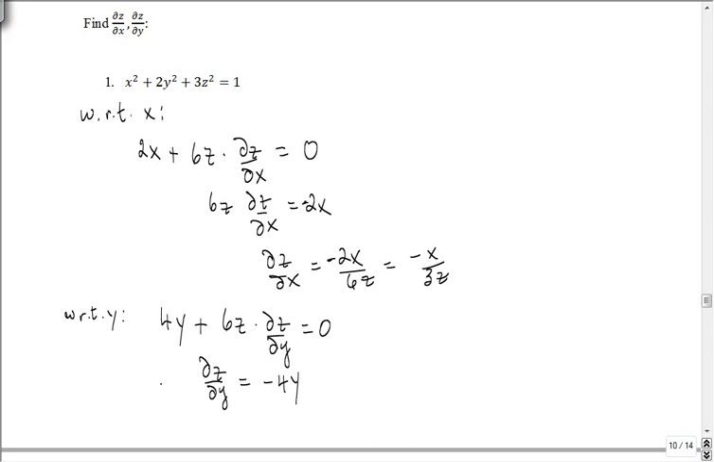I'm doing too many steps at once, so let me put a 6z here. So this tells me that partial z with respect to y is minus 4y over 6z, which is minus 2y over 3z.